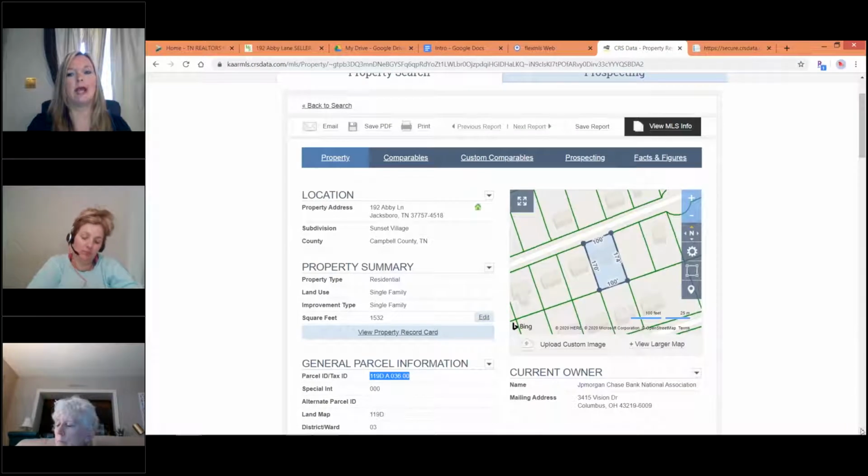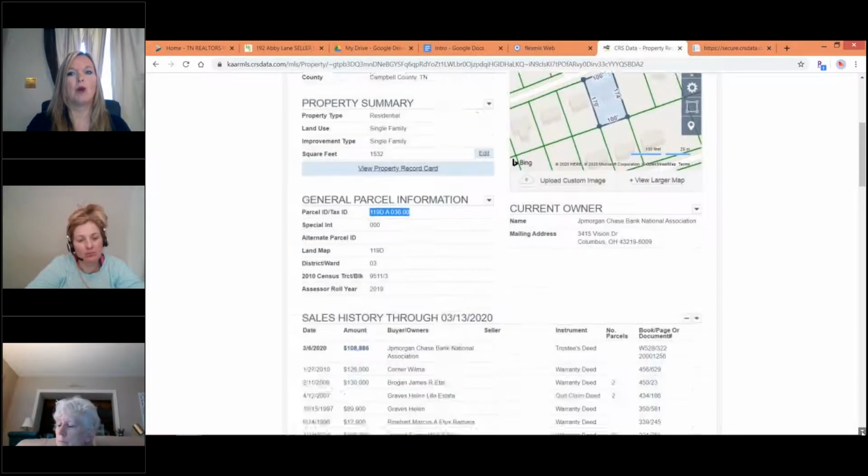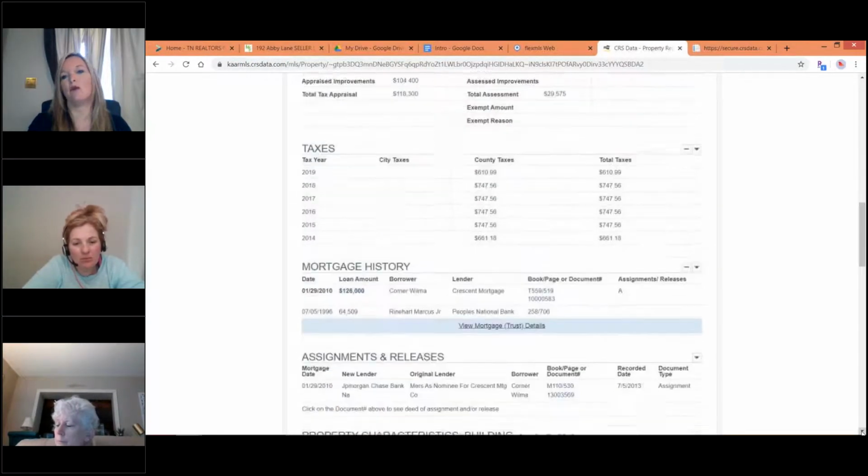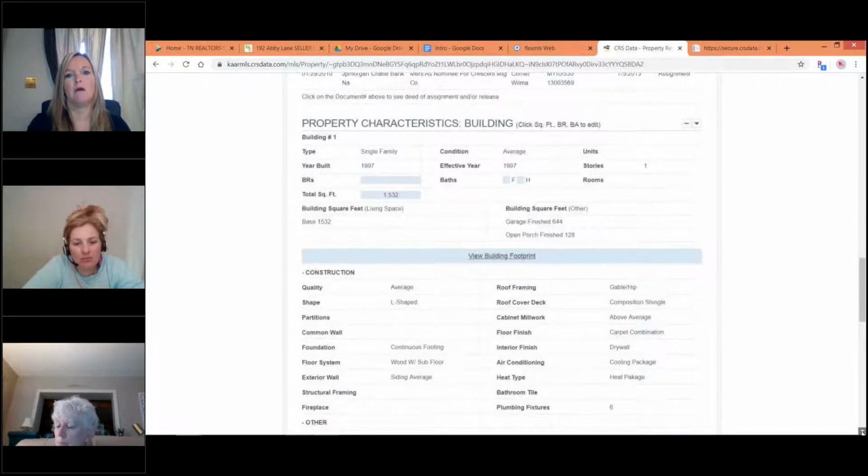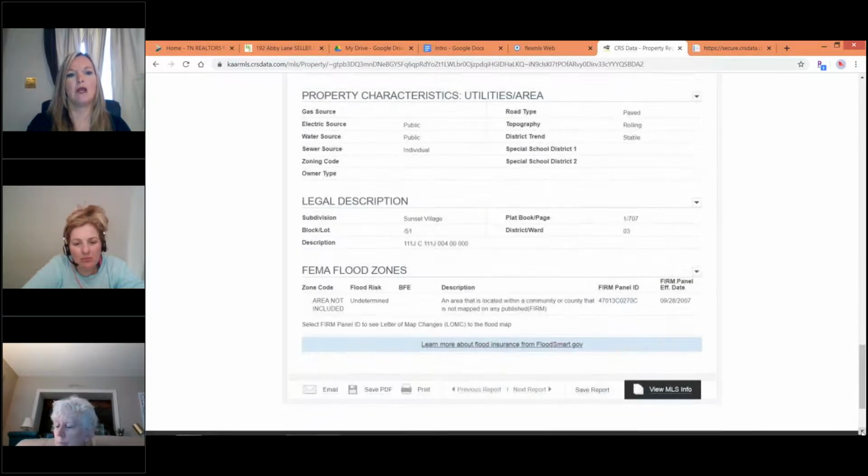Okay, we're still here on Abbey Lane. We go all the way down to the bottom. So it looks like I'm going really, really fast, but I'm not. Okay, right down here, FEMA flood zones. You see that? This is an undetermined, but usually there's a determined.